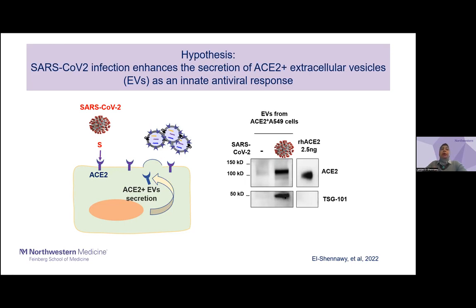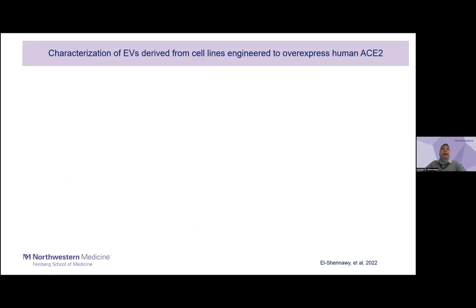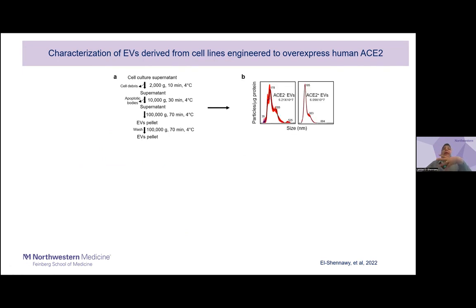Okay, let's test our hypothesis. We need tools, and that's why we use two different cell lines, HEC and HeLa, that are engineered to overexpress human ACE2. We isolated extracellular vesicles from these cell lines using ultracentrifugation, and it's worth mentioning that yes, we end up with an extracellular vesicle pellet, but it is highly enriched in exosomes. We characterized those vesicles using NanoSight.